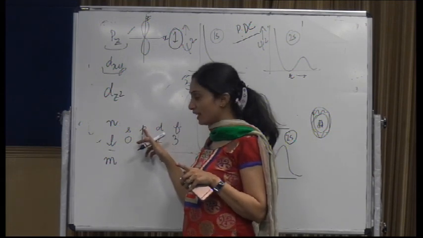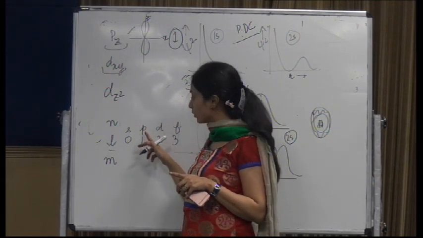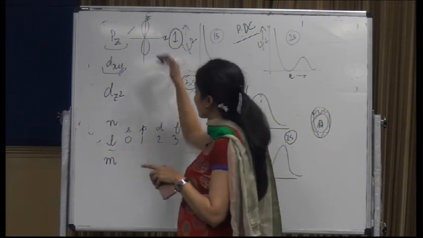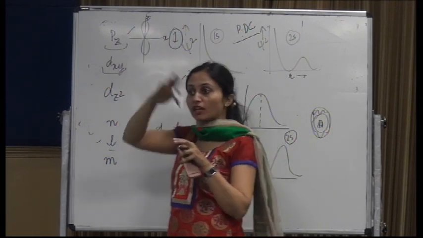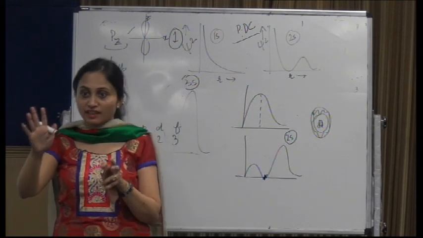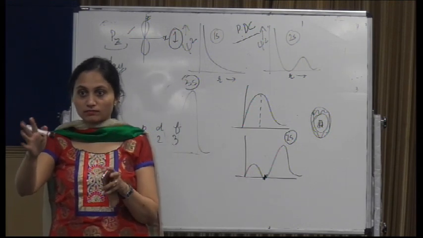So for P, the number of angular nodes is equal to L. Angular मतलब अब मैं उसकी 3 dimensions में, I am talking about the shape. Getting the link? Confused.